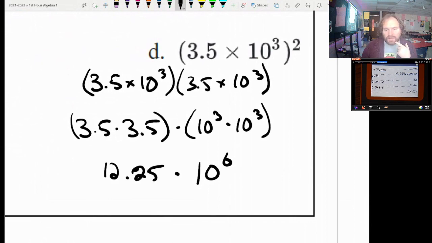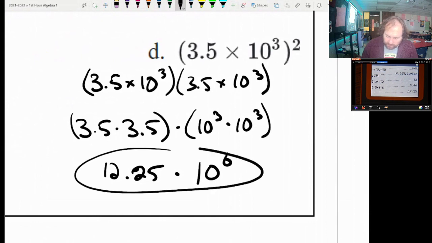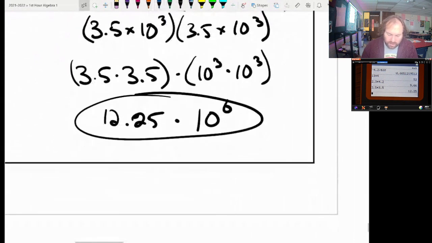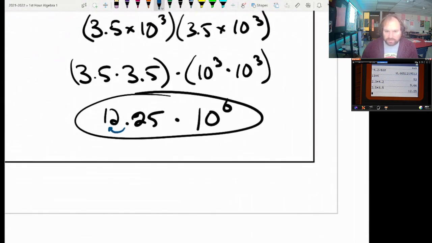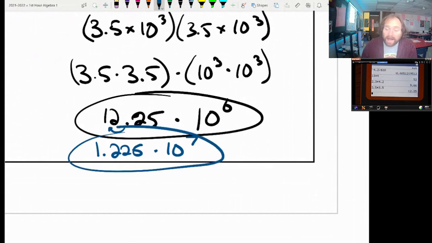Now, again, I will meet some scientific notation purists that say, like, okay, this has to be in that spot. So it would be 1.225 times 10 to the 7th power, because you move the decimal point one spot to the left. I don't care. These are the same. Scientific notation is dumb anyway, but that's just a thing to watch out for.